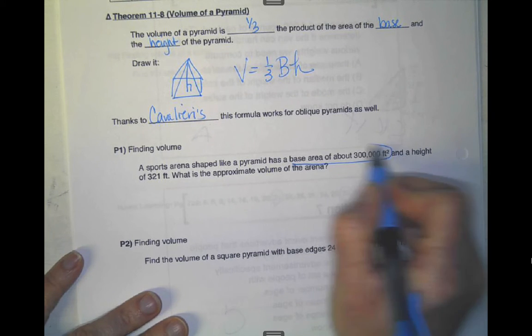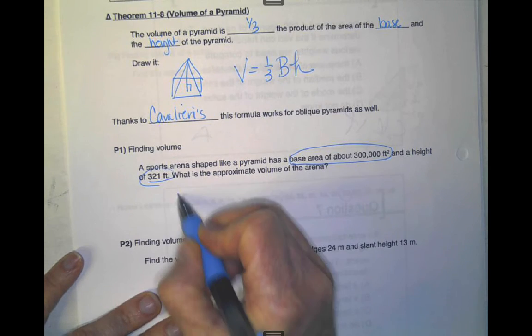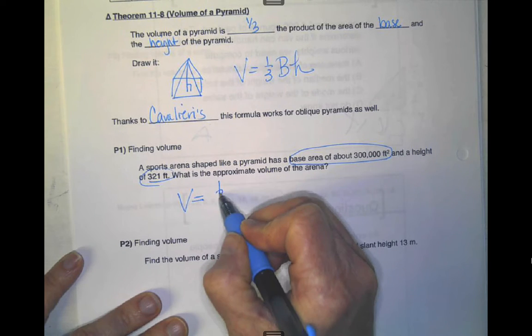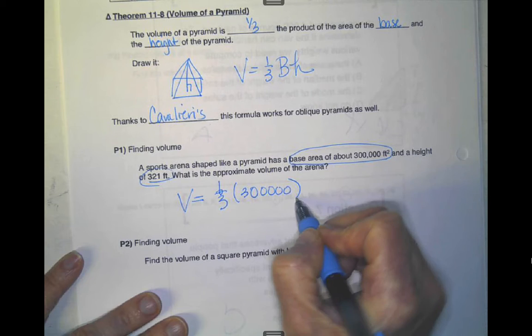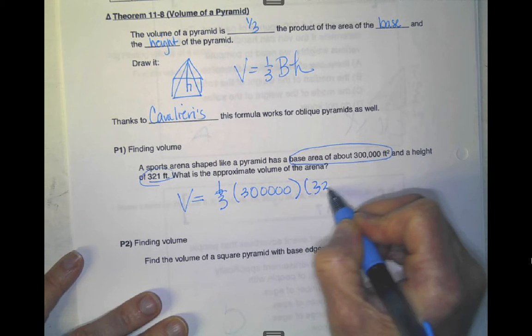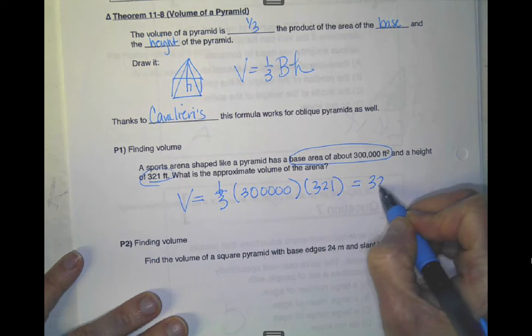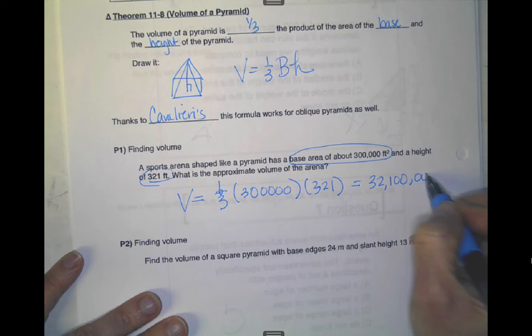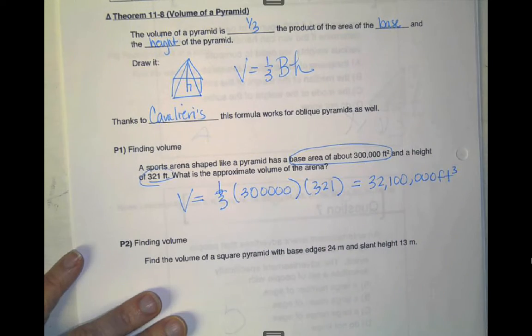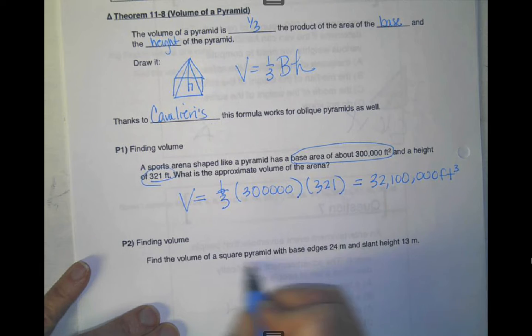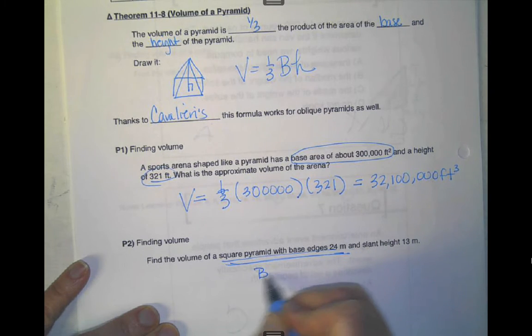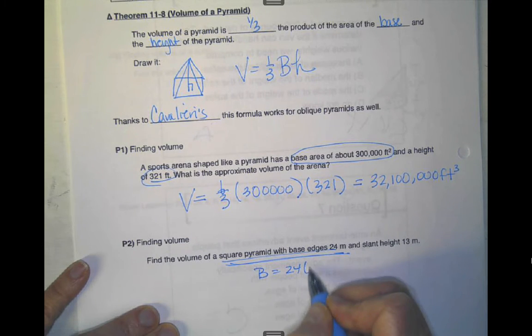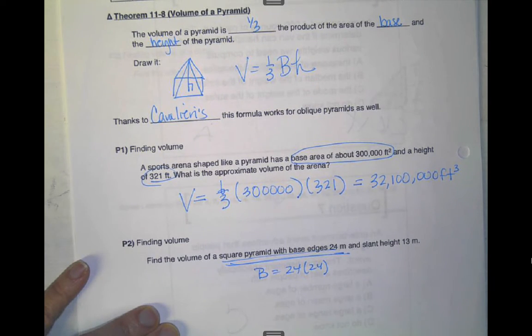And this one, they give you the base area and they give you the height. So you just have to do the 1/3 times the 300,000 times the 321. It ends up being a very large number. Remember, area is cubed. This one, the base is a square. So the area of a square, so again, I'm using that capital B here for area. I'm going to do 24 times 24.